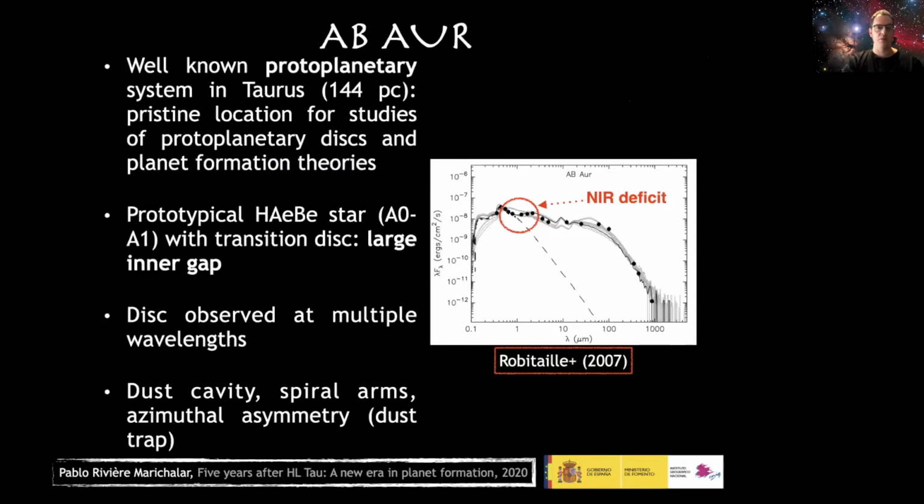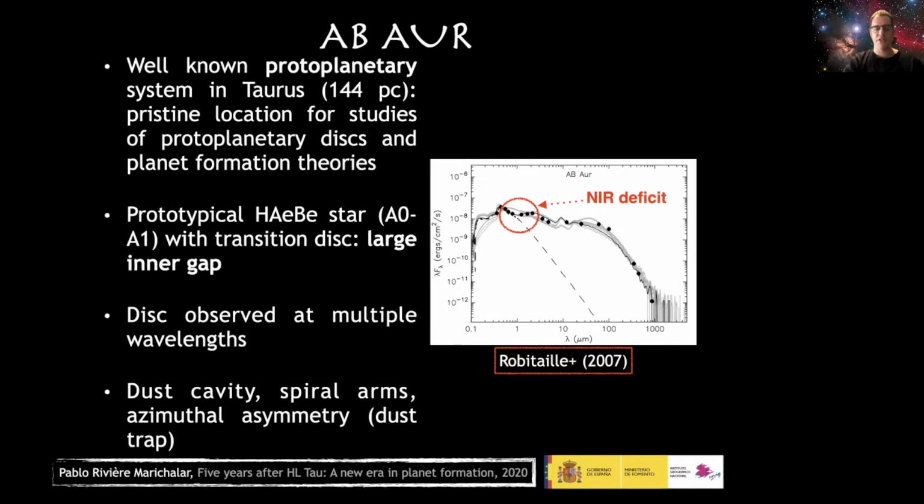AB Aurigae is a well-known protoplanetary system in Taurus, which, as we know, is a pristine location for studies of protoplanetary disk and planet formation theories. AB Aurigae is a prototypical Herbig star surrounded by a transition disk with a large inner cavity that extends out to 100 AUs, more or less. The disk has been observed at multiple wavelengths and shows a plethora of features that can be explained by the presence of a planetary companion.